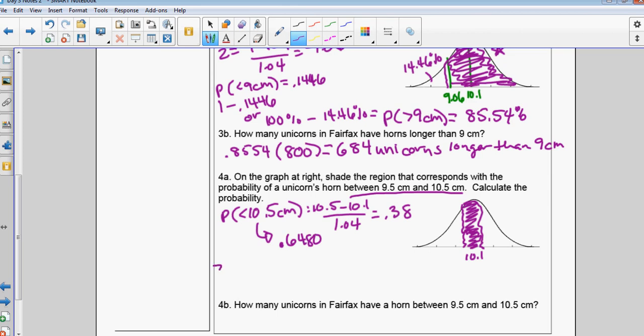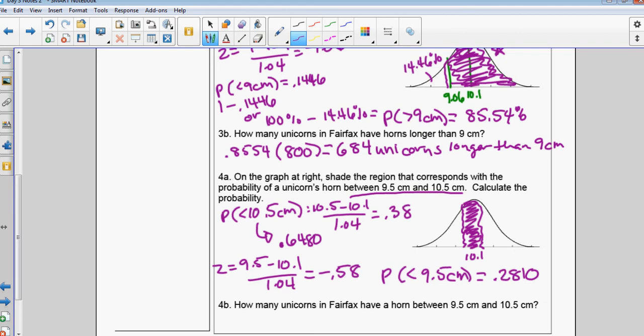And then you're going to find your z-score for 9.5. That's 9.5 minus 10.1 over 1.04. And your z-score for 9.5 is negative 0.58. And that's going to tell you that the probability that you are less than 9.5 centimeters is 0.2810.